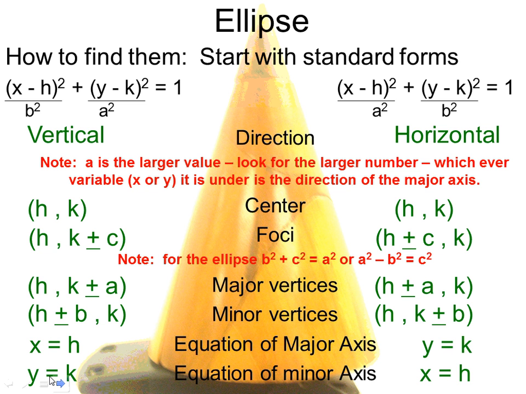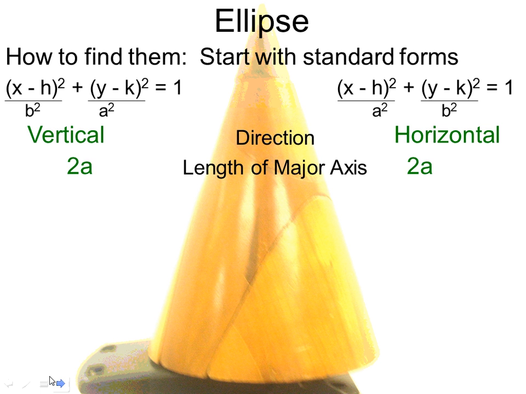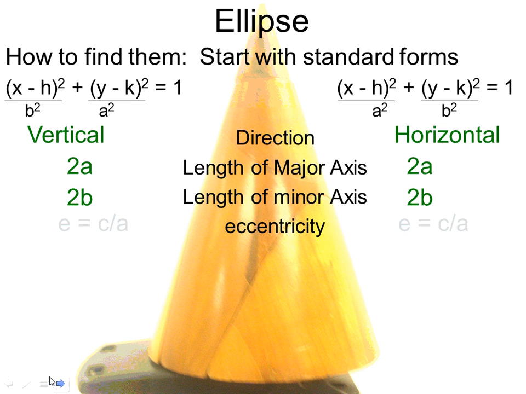Okay, if you need to get all this written down and I'm going too fast, go ahead and pause the video. Okay, continuing on. We have others. We have the length of the major axis is 2 times whatever the A value. The length of the minor axis is 2 times the B value. Eccentricity is C divided by A. And that's why it's always going to be less than 1, because A is always the bigger value.